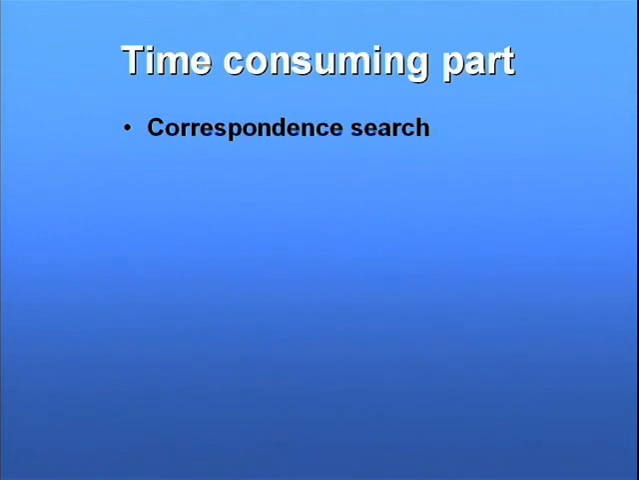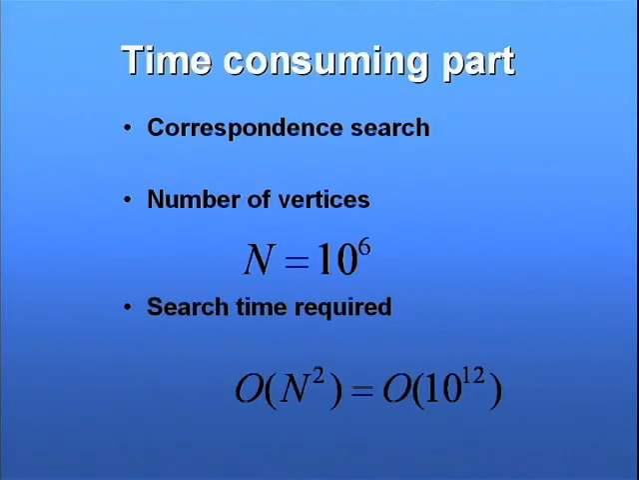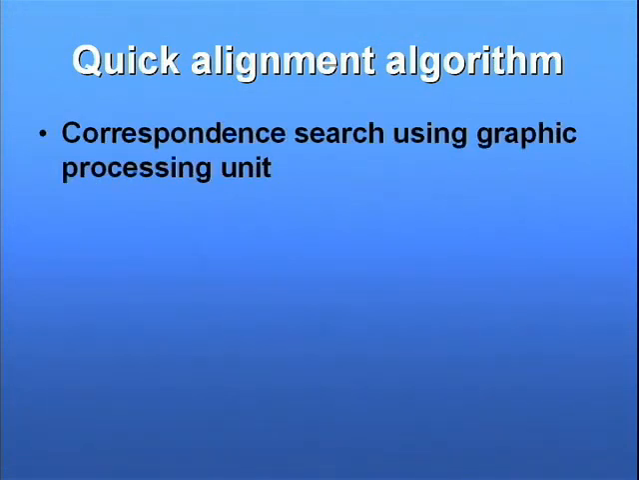And one of the most time-consuming portions in an alignment algorithm is searching for corresponding points. And that is usually n squared operations. If the number of points is 10 to the power of 6, then the computation becomes 10 to the power of 12. And that's a long computational time. So we run a quick and dirty algorithm, basically correspondence search using a graphics processing unit. And as I told you, this is a little bit of cheating because this is not precise alignment, but it's okay. This provides initial estimations.